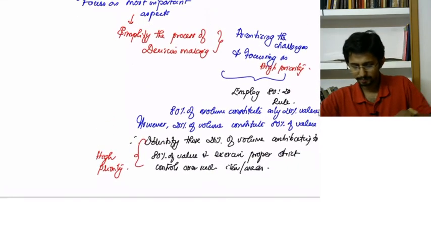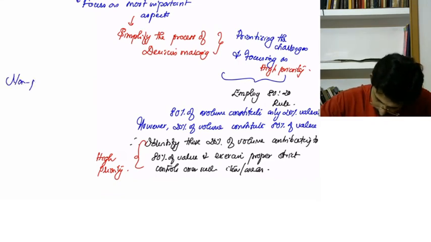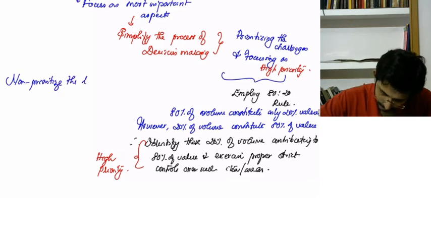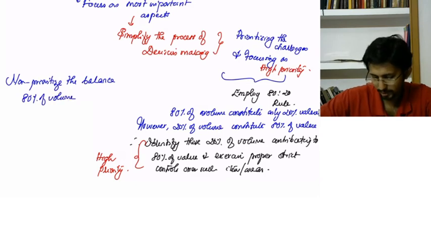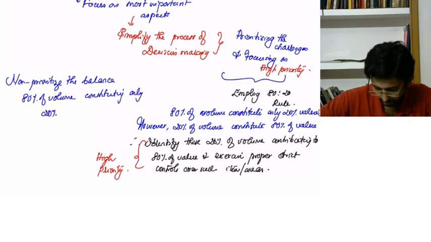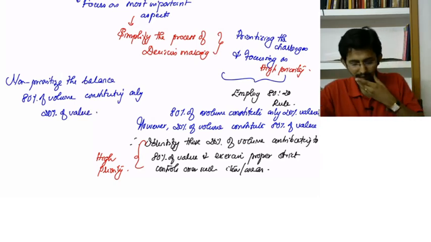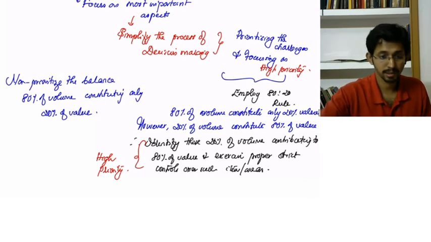And the balance, okay, non-prioritize the balance 80% of volume, constituting only 20% of value. Is it clear? This is the Pareto analysis principle.